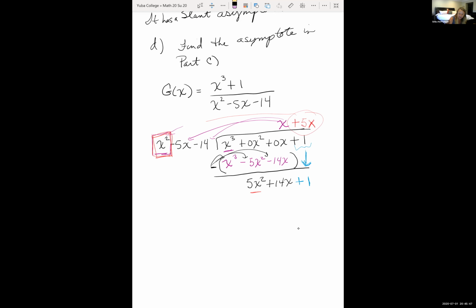So 5x times the x squared is 5x squared. Again, we chose that just so that that would be the same and cancel out. But it has to distribute to the negative 5x. So 5x times negative 5x is negative 25x. And 5x times negative 14. Well, 14 times 5. Okay, well, 5 times 4 is 20.